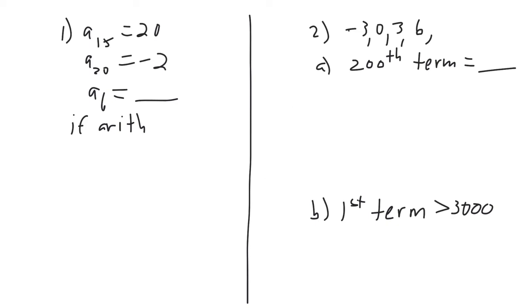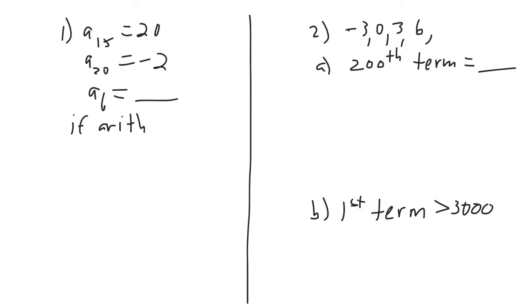All right, let's do some example problems from section 9.4. Here I've been given the 15th term's value, the 20th term's value, and I want to find the 6th term's value if it's arithmetic. Here I'm given enough terms, the first 4 terms, so that I can determine that in fact it is arithmetic because it's going up by the same difference each time.